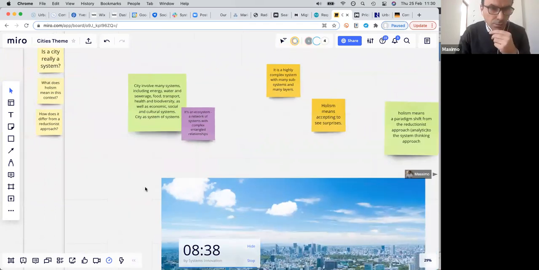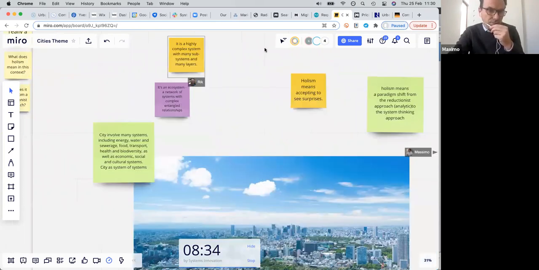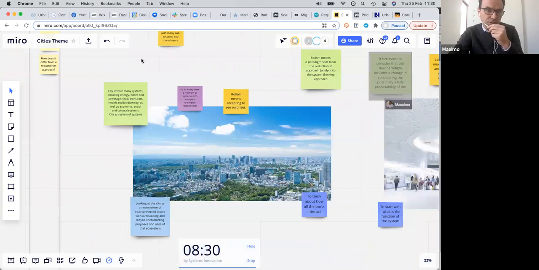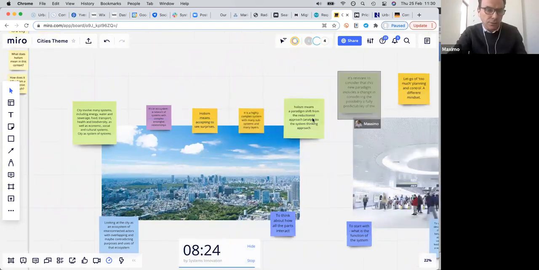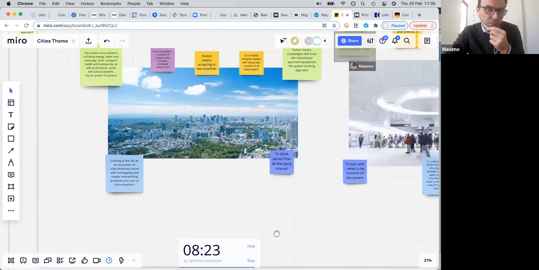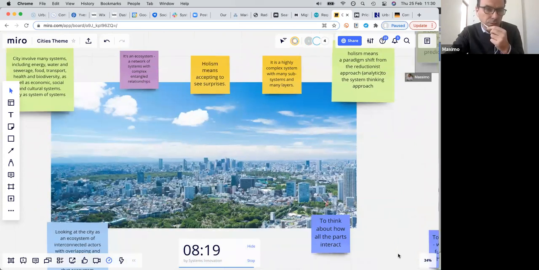And so basically it's not enough to say that a city is a system, because it includes different kinds of systems or subsystems, depending on the scale of what you look at. But a city is a system of systems, all of them integrated through correlations that are not, as I said before, linear.